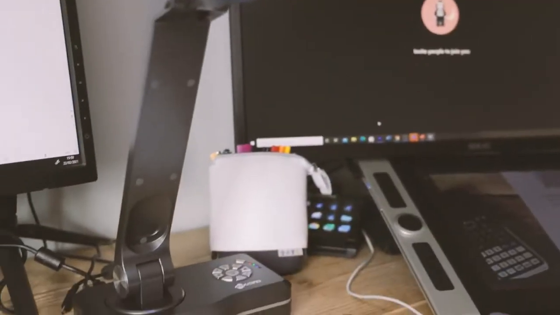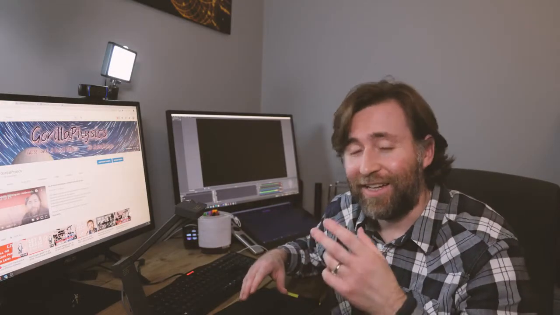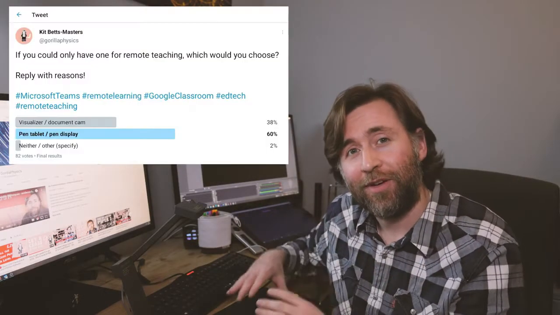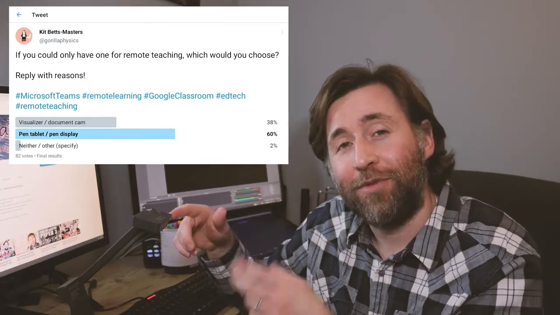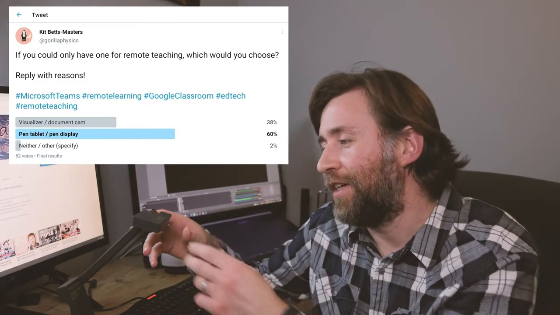So most people agree that they'd rather have the pen tablet. I asked on Twitter and 60% of people would rather have the pen tablet, only around 40% would rather have the visualiser, and a few percent wanted something different, and guess what, it was an iPad. So I'm going to put that in the pen tablet category anyway.